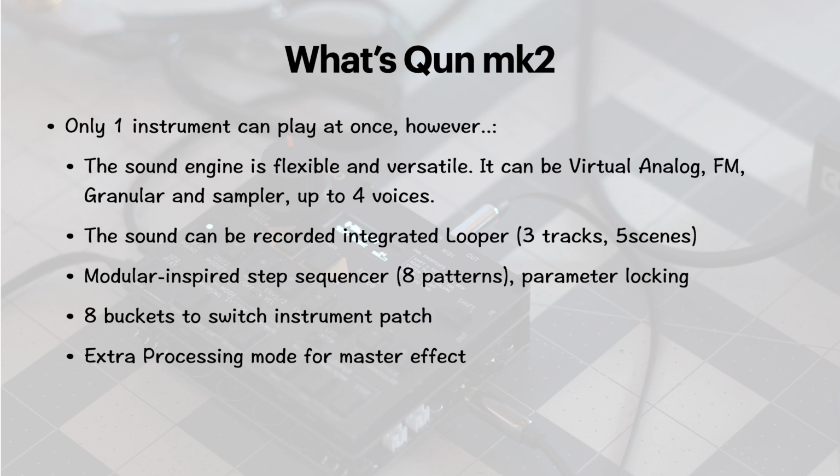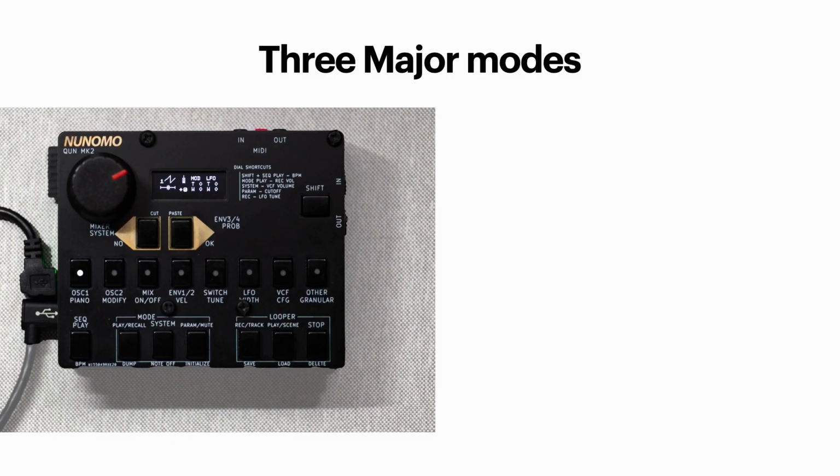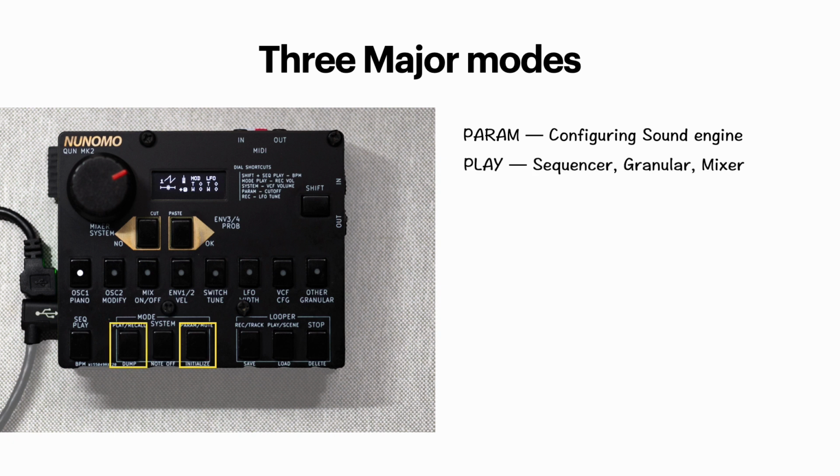Okay, to understand how to operate this synthesizer, there are 3 major modes. One is the parameter mode, which is to configure the sound engine. The second is the play mode, which is for the sequencer, mixer, sampler or granular. The last one is the system mode, which is for loading or saving presets and doing system configurations.